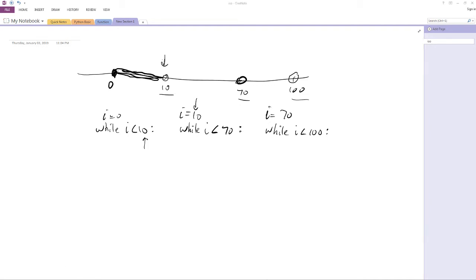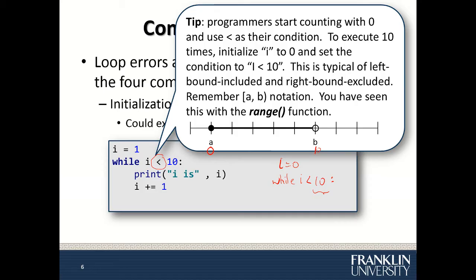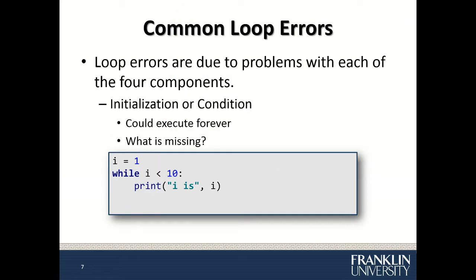Okay, so let's look at more examples here. What's wrong in this loop here? Well, the update statement is missing. i never changes, so this loop runs forever. This is an infinite loop.